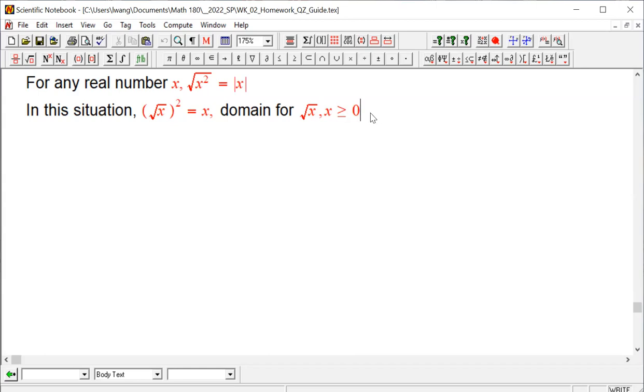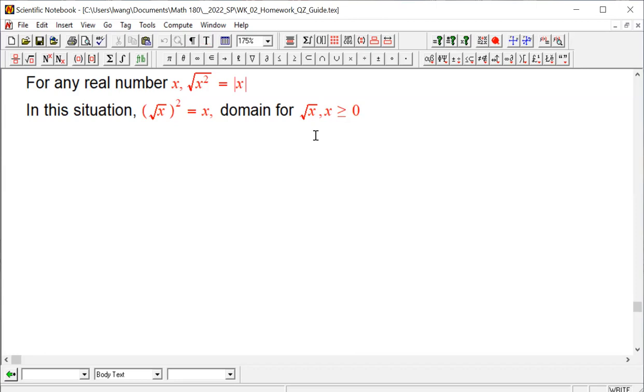Okay, very important. We often encounter these issues. So in this situation, the domain is implied, because every rule we operate with has to stay within the domain that specific rule requires. Okay, so these two have different domains. This domain is all real numbers, and this domain is x greater than or equal to 0.